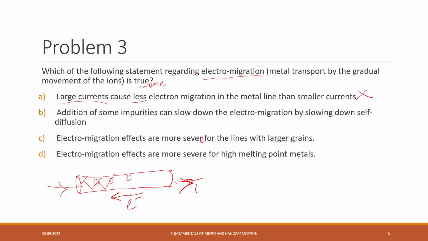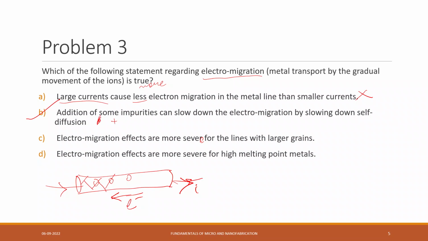So the second option: addition of some impurities can slow down the electromigration by slowing down self-diffusion. So yeah, this is one thing that we have studied. In some places, with some metals they will add other impurities like copper, and such impurities essentially decrease the chances of the constituent metal to migrate to other places by stopping their self diffusion. So this is the correct one.